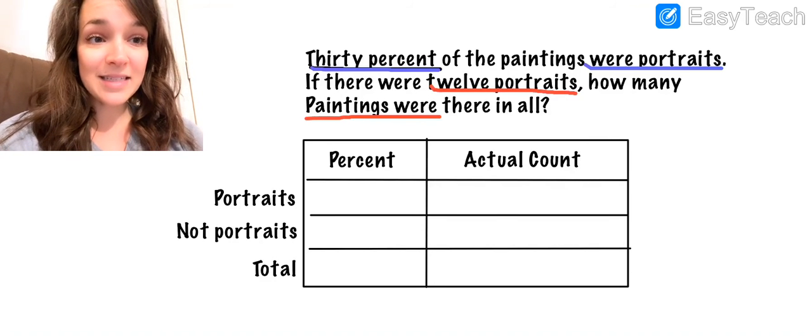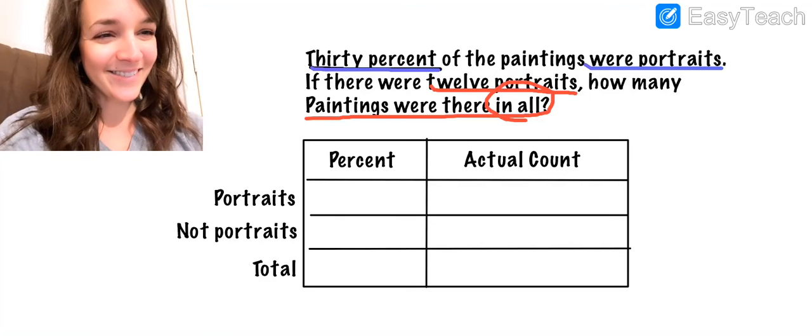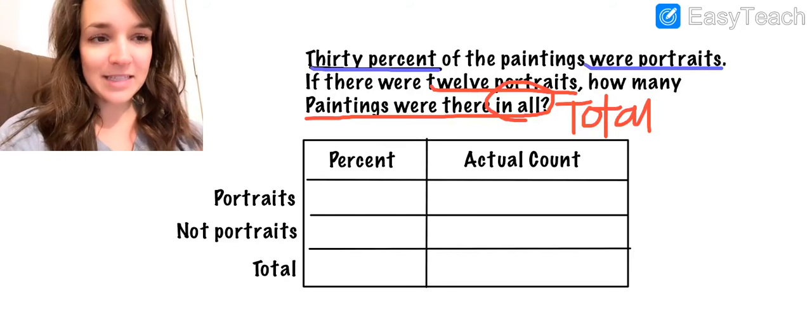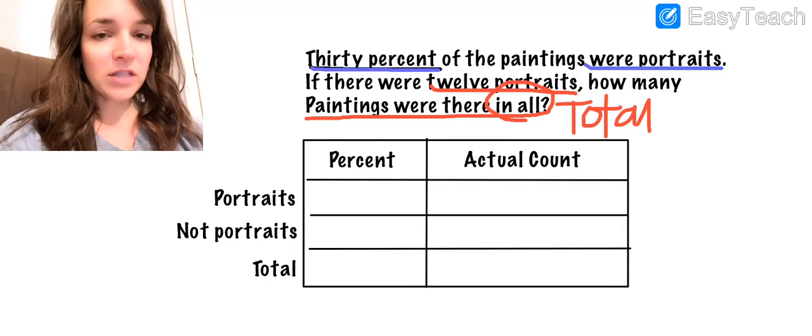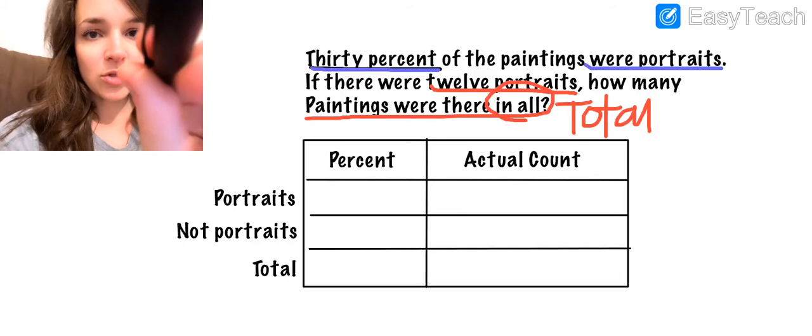So paintings in all. So in all should make you think what? Total. Very good. I know that's what you were thinking. So total is what in all should make us think. So we're looking for how many paintings there are all together, okay? So let's fill in the information that we do know here.